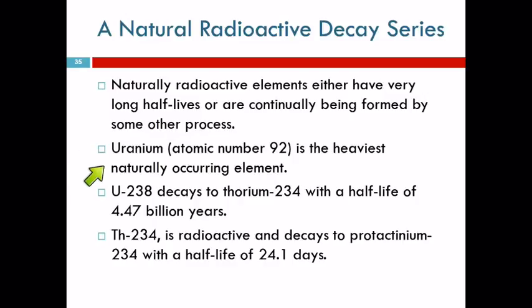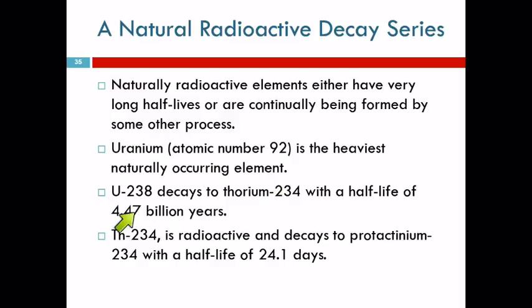Uranium is the heaviest of the naturally occurring elements. It's atomic number 92. Uranium-238 decays to thorium-234. That half-life is 4.47 billion years. That's why there's still uranium-238 around. So whatever we started with on the planet has been decaying this whole time. But because it takes 4.47 billion years for half of it to go away, it's still around.